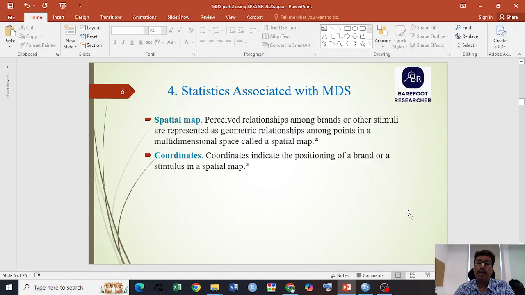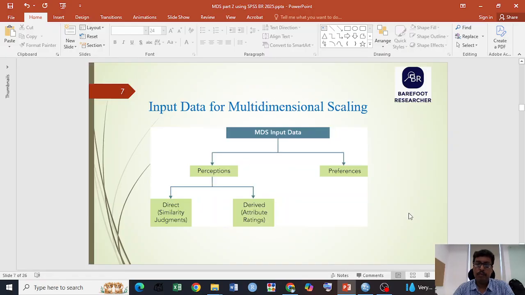Then spatial maps: when you get the various dimensions, one dimension, two dimension, three dimension, based on two or three dimensions we can put the brands. That graphical presentation we call the spatial map. And coordinates: we can name the coordinates, like coordinate X could be value for money and coordinate Y could be after sales service.